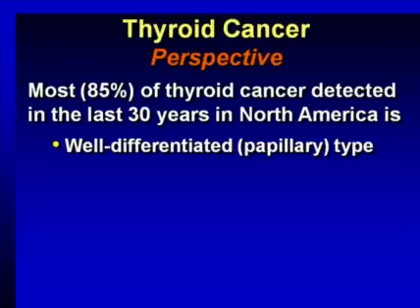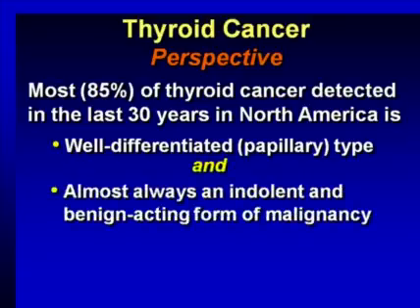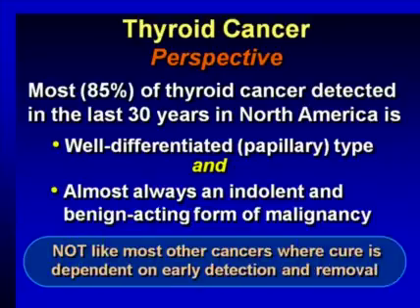And this is because most of these thyroid cancers detected in North America are a benign variety, well-differentiated papillary, or at least not an aggressive malignancy. That accounts for about 85%. A similar study in Korea showed that 95% of cancers were of the papillary type. And this is almost always an indolent and benign acting form of malignancy. It's not like most other cancers like colon or breast, where early detection is very important. Here the window of curability is much longer, and therefore that is why these are a benign acting form of malignancy.